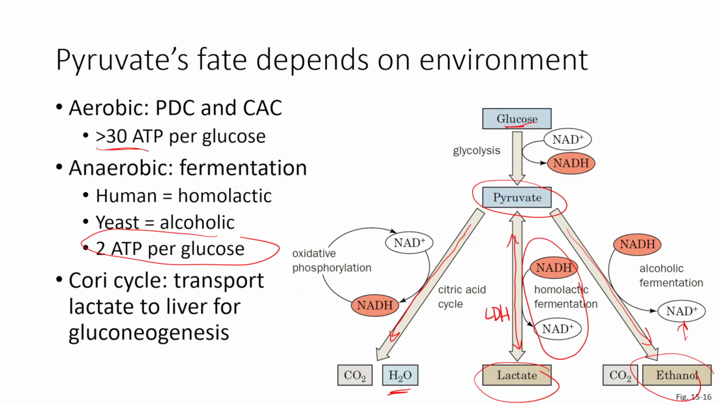And then in people, we talked about how we make lactate. We have a process called the Cori cycle. The Cori cycle is when we transport lactate to the liver and then use that lactate to help regenerate more glucose through gluconeogenesis, which can ultimately be used in glycolysis. This is a really important thing. We have one central molecule, pyruvate, that depending on what's going on in the environment can have a very different fate and yield very different amounts of energy. Any questions about that?